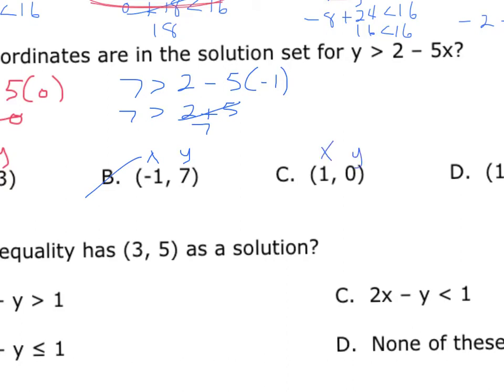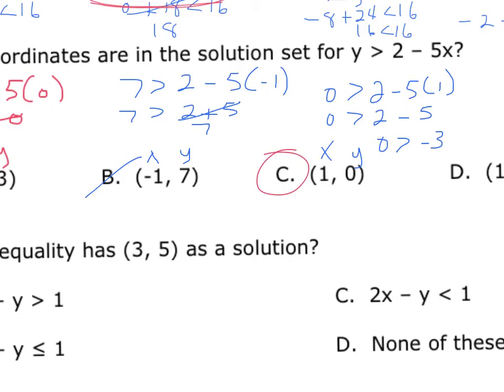Substitute x, y for this. Y is 0. Is it greater than 2 minus 5 times 1? Okay. Negative 5 times 1 is negative 5, so we're going to put 2 minus 5, and we end up with 0 is greater than negative 3. And that is a true statement. Okay, so we're going to circle that as an answer choice as well.